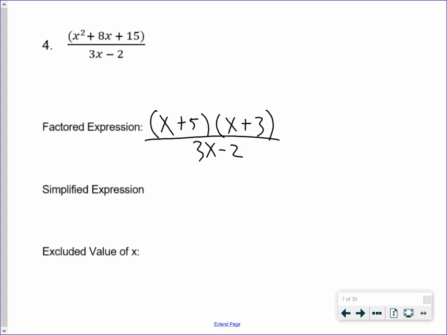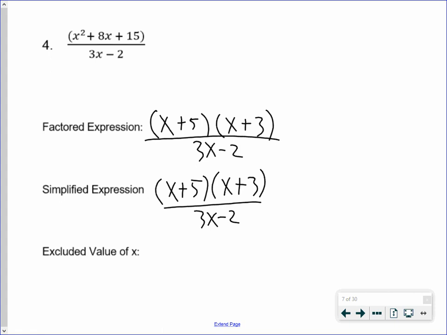Okay, so now that we factored out our expression, we're going to see if we can simplify it any more from here, or if we can cancel anything out. There's no factors that are the same in the top or the bottom, so that means our factored expression is our simplified expression. So we just go ahead and rewrite it over here.